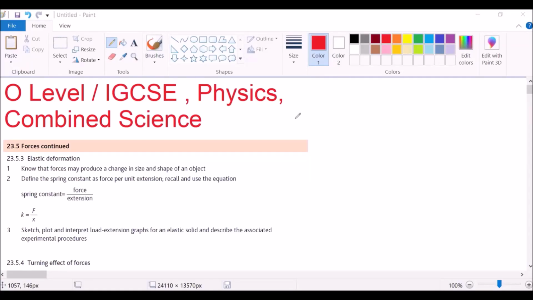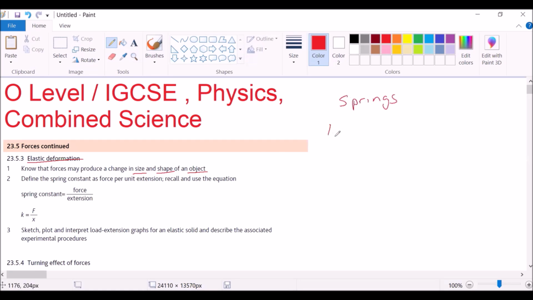Today we are looking at O-Level and IGCSE Physics for Pure Physics and Combined Science. The topic is elastic deformation. Forces can produce a change in size and shape of an object. This is a characteristic of a force. A force can produce a change in size and shape of an object. The change in size and shape of an object is mostly noticeable in springs.